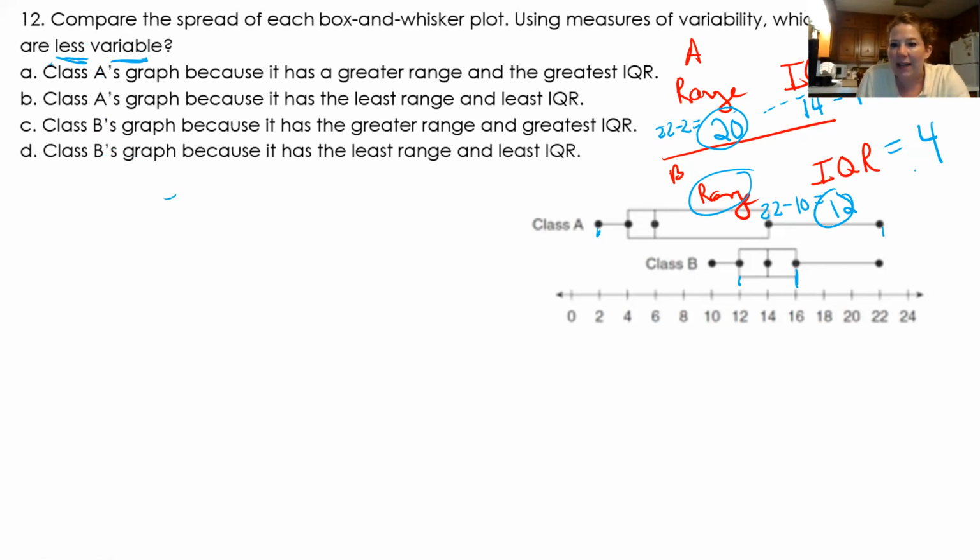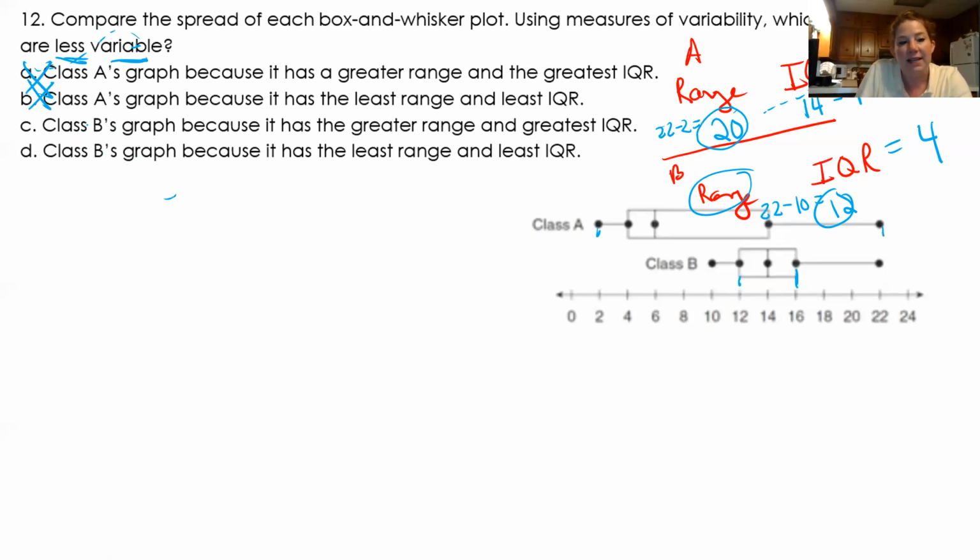Well, the range and the interquartile range for A is greater than both of those things for B, which means B has less variability. So we know option A and B is not the right answer, because which one's less variable? It's got to be B.